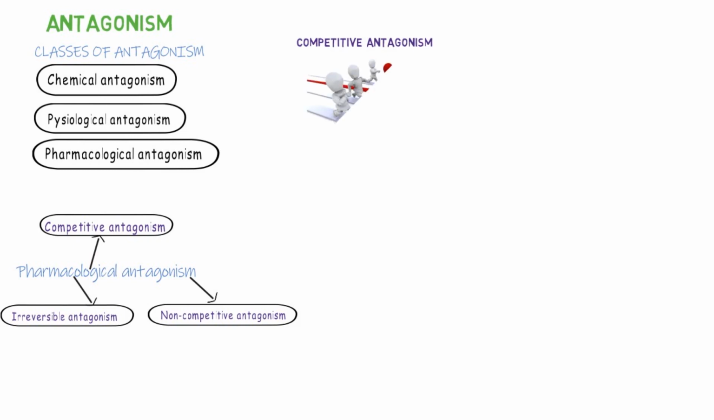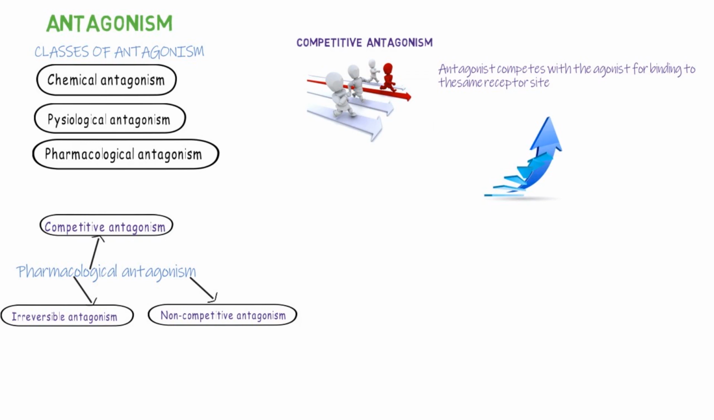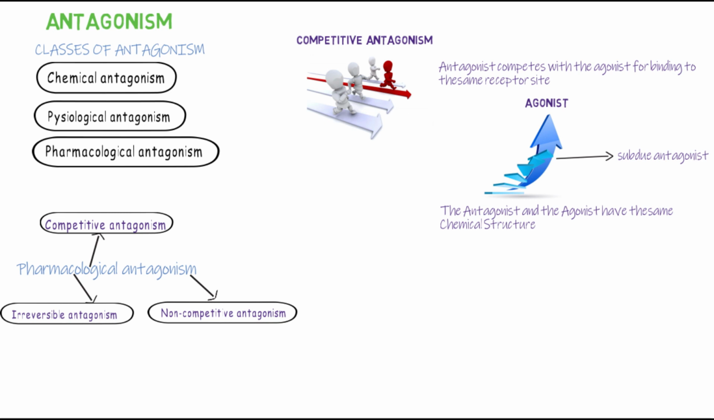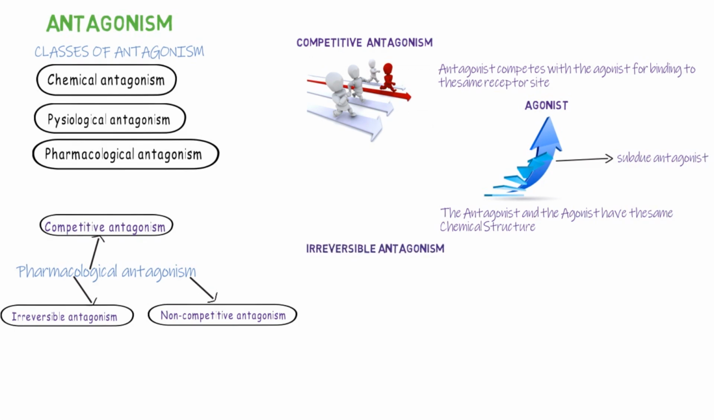In the competitive antagonism, the antagonist competes with the agonist for binding to the same receptor site, but increasing the concentration of the agonist can overcome the antagonist effect. So if you increase the concentration of an agonist, the antagonist will be subdued. Also, in competitive antagonism, both the antagonist and the agonist have the same chemical structure. Take note of that.